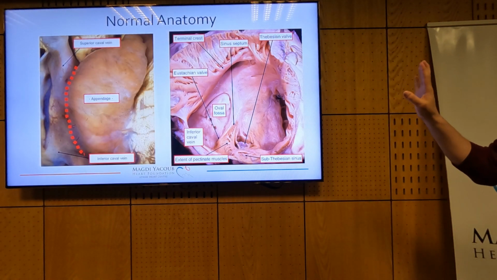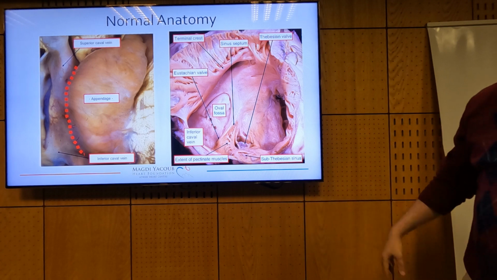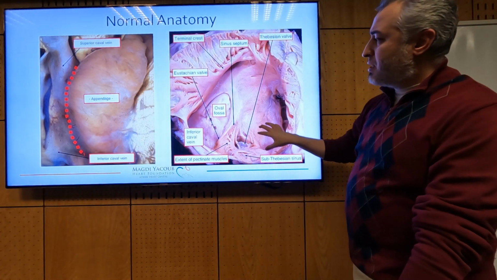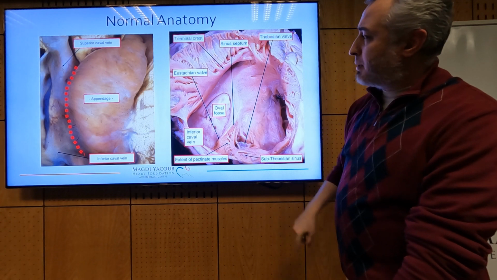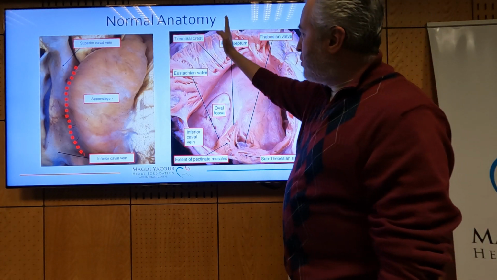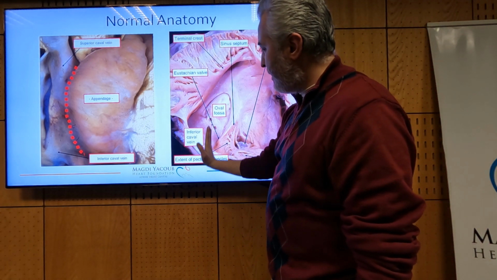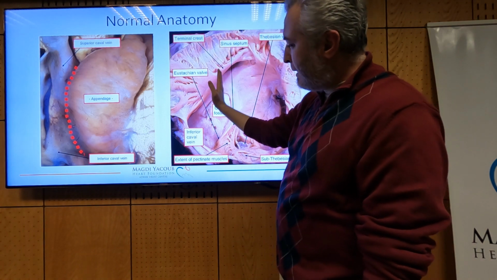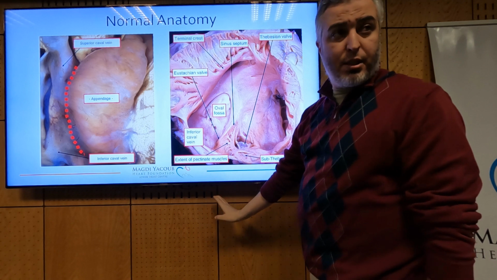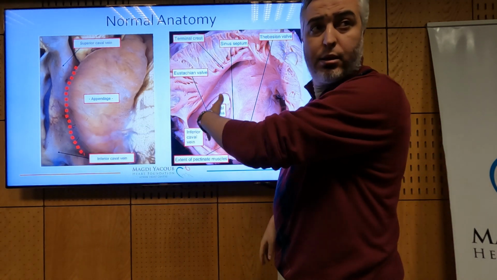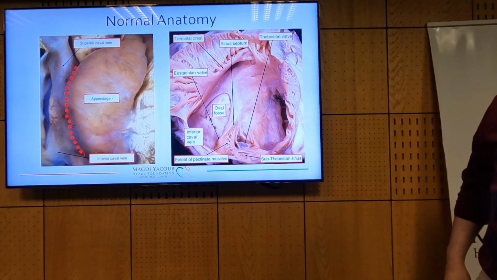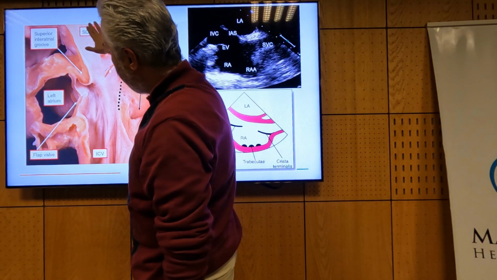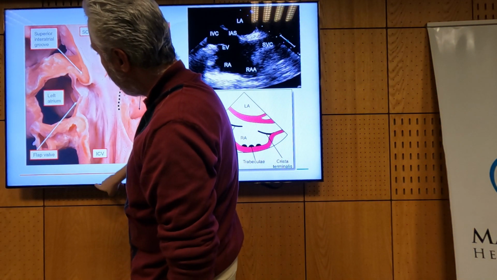Do you remember this picture? Looking at the right atrium, right atrial cavity, this is the atrial septum. So let's assume we get a cut section here, passing through the SVC, atrial septum, IVC, and then look from the back. You get this. So this is SVC, atrial septum, IVC.